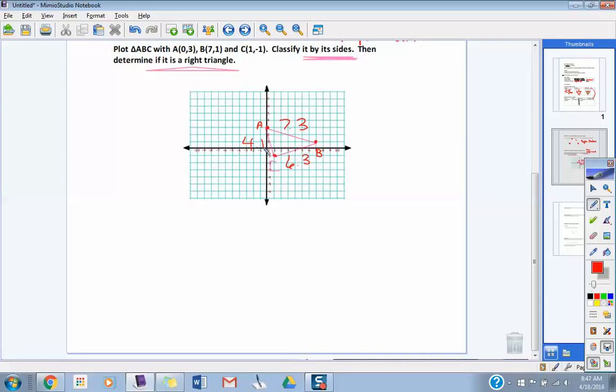It is scalene. It has to be scalene because all 3 sides are what? All 3 sides are different lengths, yep. Now, the question becomes this. They want to know right here, determine if the triangle is what type of a triangle. Right triangle. Right triangle being one of the angles has to be how many degrees?